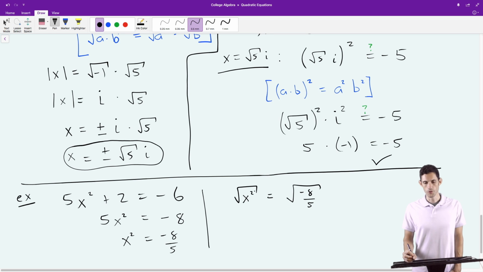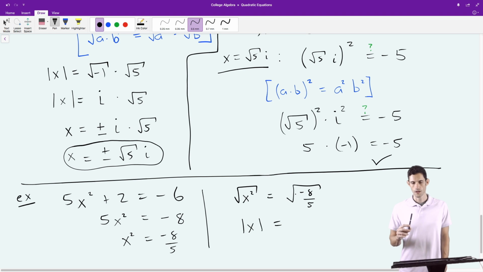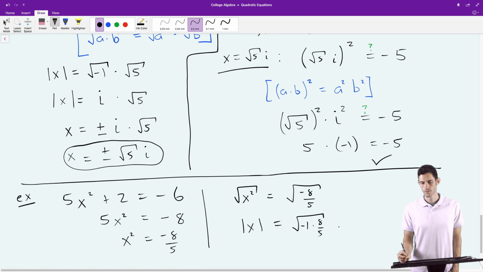So on the left I have the square root of x squared, and that's it. We have a definition for that. That's the absolute value of x. And I'm going to go ahead and do some simplification on the right too. I see that negative sign. I know that I'm going to have to use an i at some point. So I recognize this -8/5 as -1 times 8/5. So I'm just going to write that: -1 times 8/5.